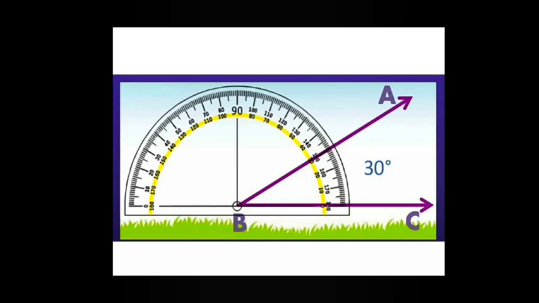As you can see here, we have arm BC and arm BA. So how do we measure the angle between AB and BC? First we put the protractor's center of baseline at the vertex, point B, and starting from 0 degree, this arm is at how many degrees? It is at 30 degrees. So we can say that angle ABC is 30 degrees. Now you are clear with how to measure an angle using a protractor. Okay, students.